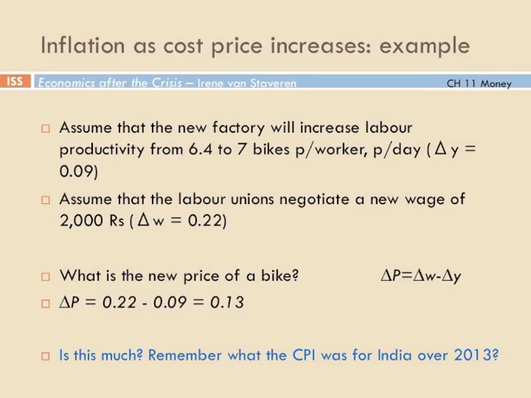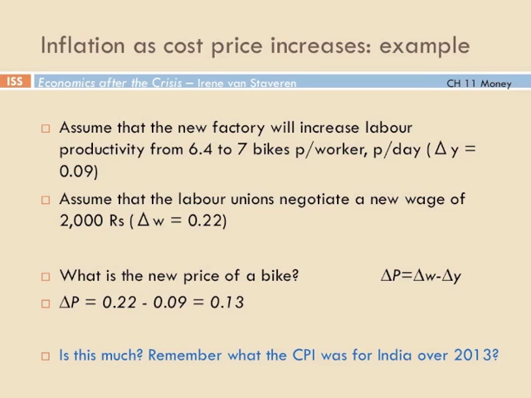Now I will show you the inflation rate for bicycles in India, taking this example a little bit further. Let's assume that Hero Cycles builds a new factory that's more efficient. So now a worker will not produce 6.4 bicycles per day, but 7 bicycles per day. So that's a change in labor productivity of 9%.